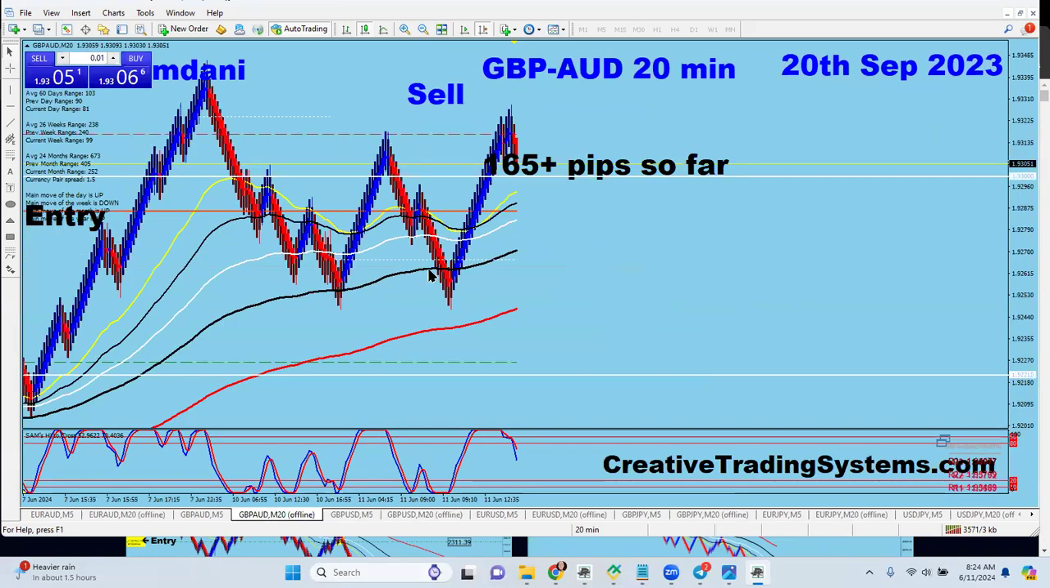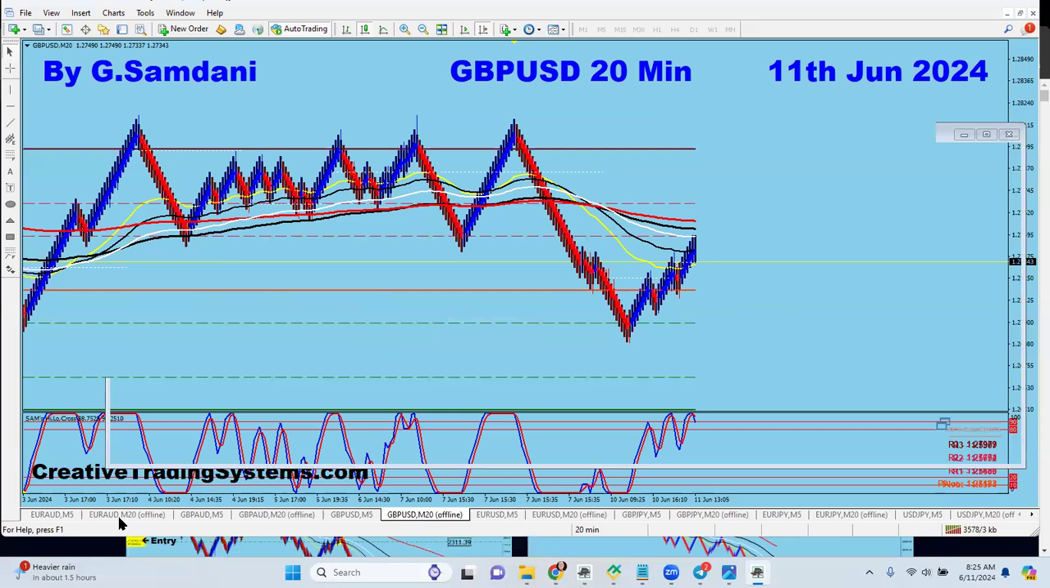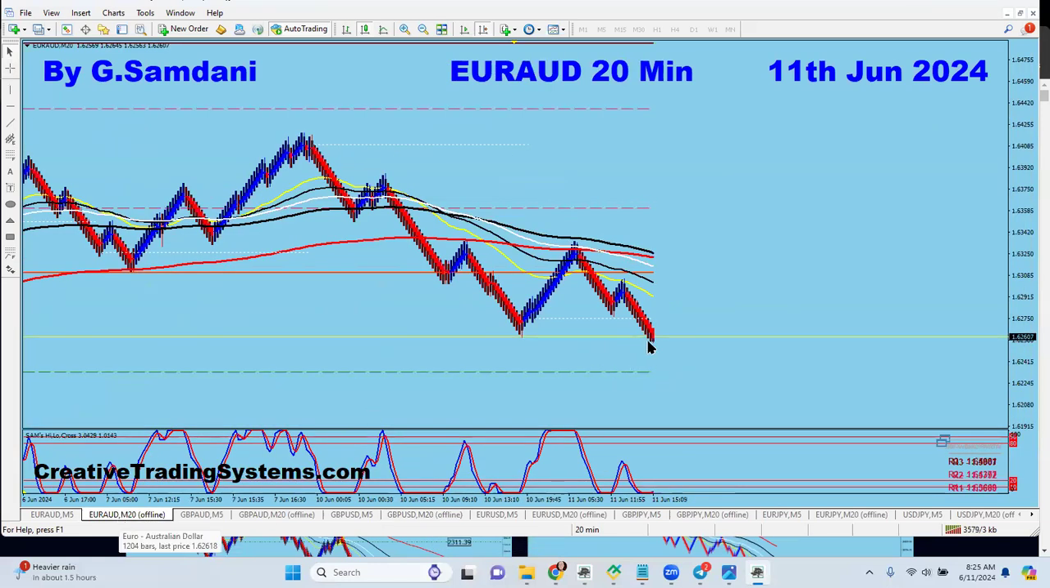Pound Aussie, I just showed you that I had a long here, it came down and hit my SL and then it went up again. That happens all the time. No big deal. But pound Aussie, you see that? It's still slowly trying to go down. It's going to come down here. I'll close for 75 pip.